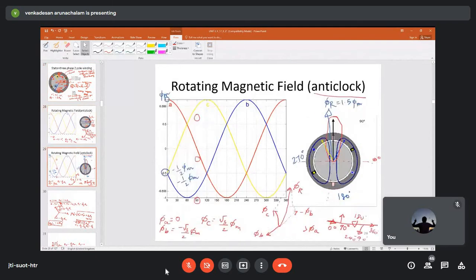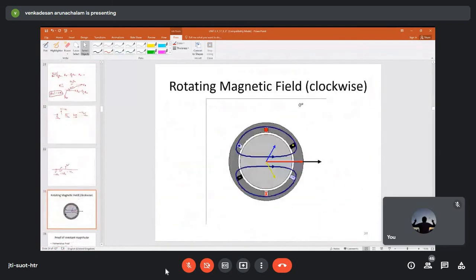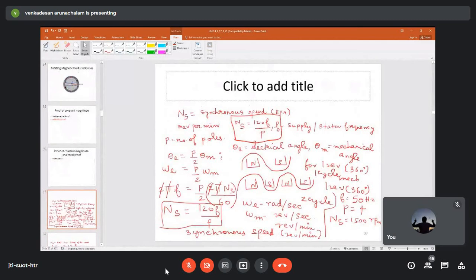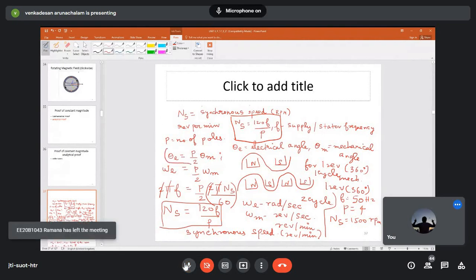So how to get that expression? That is what I have shown here. How to get that 120 f by p? You have to recollect electrical angle and mechanical angle. Do you remember the electrical angle and mechanical angle that I taught in DC machine? Yes. So what is the relationship between electrical and mechanical angle? Your electrical angle is p by 2 times the mechanical angle. Am I right? Do you remember this? Yes.